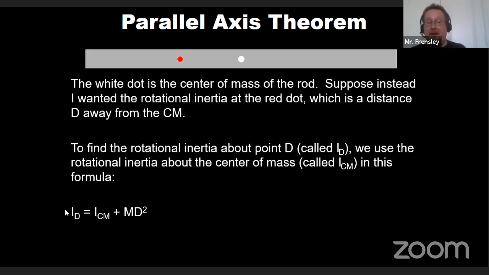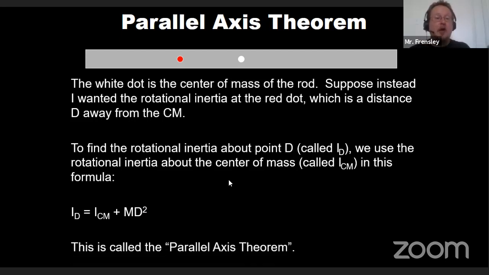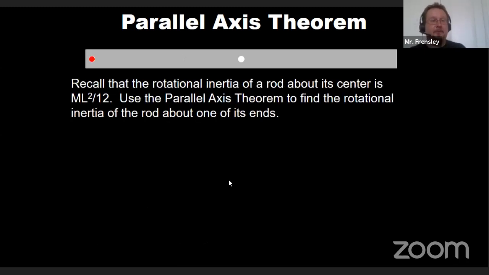So if you pivot about something that's not the center of mass, you get the full rotational inertia as if you were about the center of mass plus extra based on how far from the center of mass you have pivoted. So you're going to take this idea and you're going to riddle me this. Okay, and this is called the parallel axis theorem.